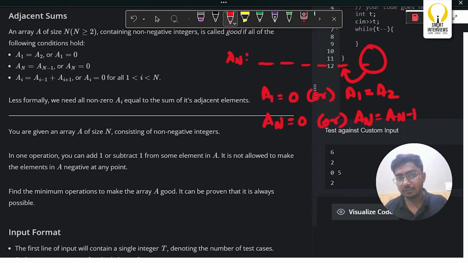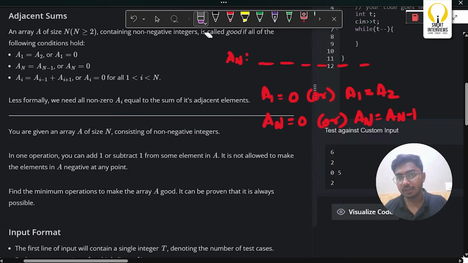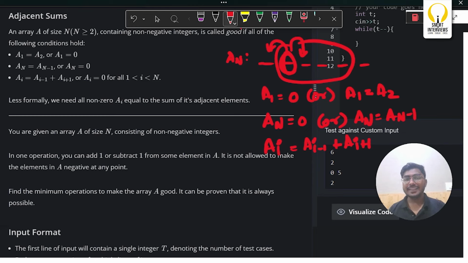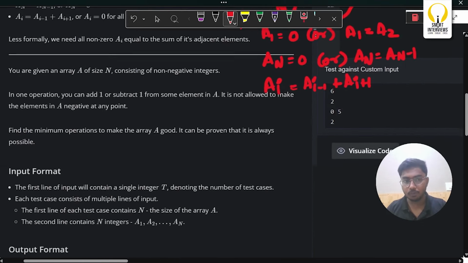For the remaining indexes, A of i has to be equal to A of i minus 1 plus A of i plus 1. That means whatever the current index that you take, it should be equal to the sum of its adjacent elements. Let's see the sample input and output for more clarity.